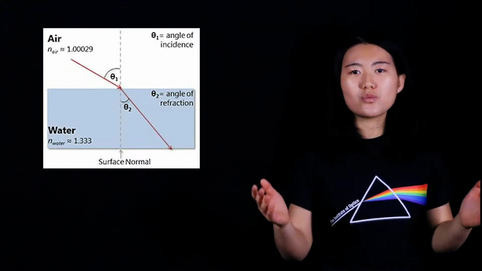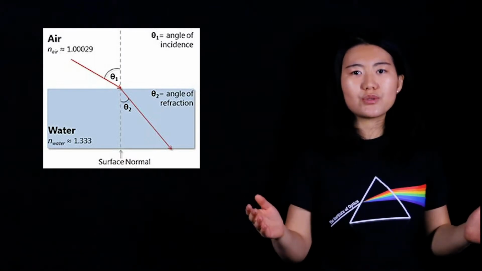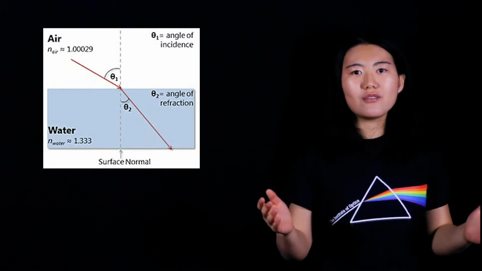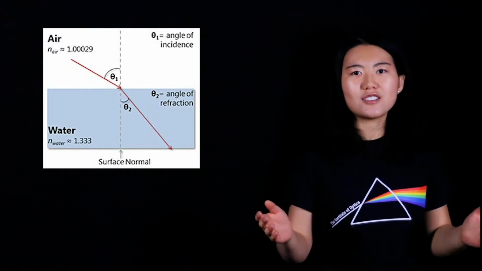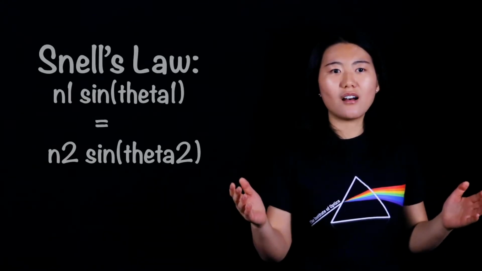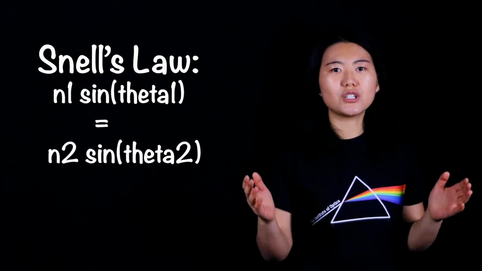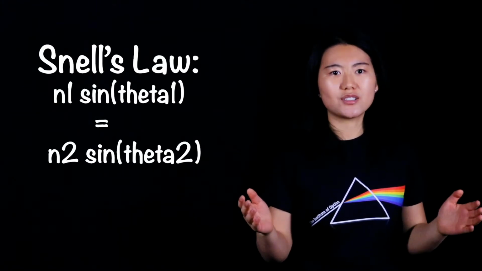Light travels fastest in the air, and the refractive index of air is almost 1. But the refractive index of water is 1.33, which means light travels 1.33 times faster in the air than in the water. The extent of how light will be bent in two mediums is determined by Snell's law. N1 times sine of theta 1 is equal to N2 times sine of theta 2.